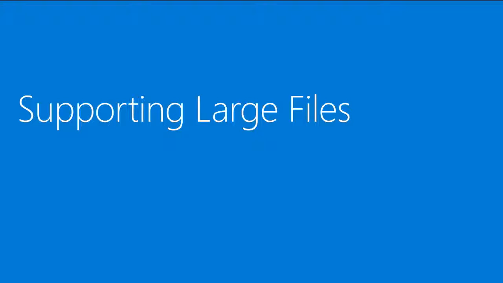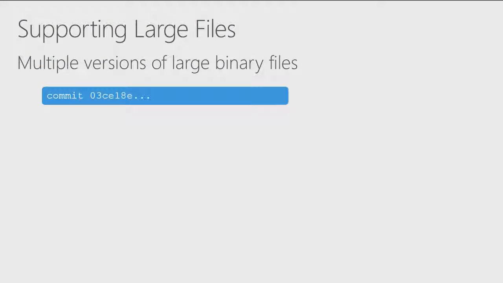Another way we look at scaling is to support large files in Git. Now, if you're just checking in a DLL, some binary once, that's not a problem. But the way Git stores history, it's very problematic if you're storing binary files that you're changing often.